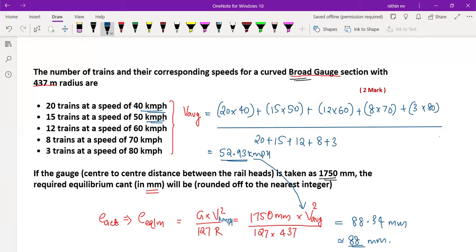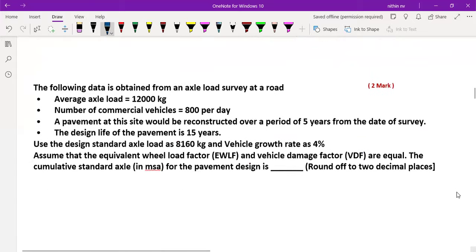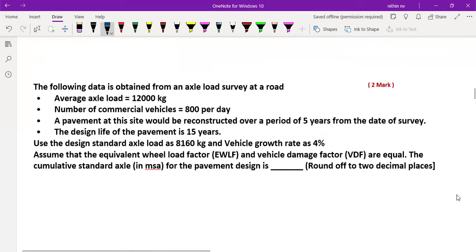Okay, so I hope you got the concept. Now moving on to the next question. This is a question asked from highway engineering, from the pavement design chapter.